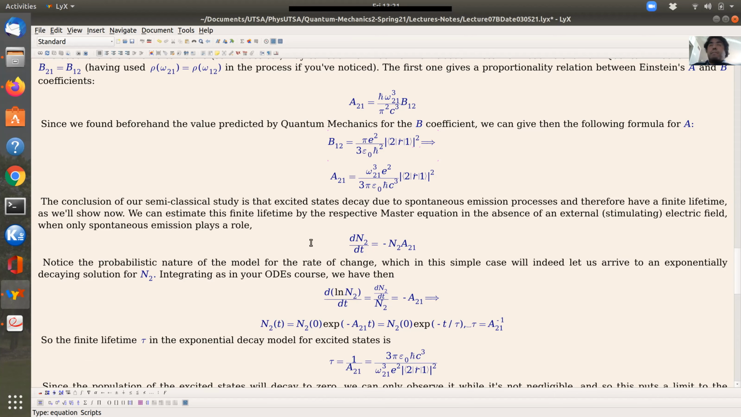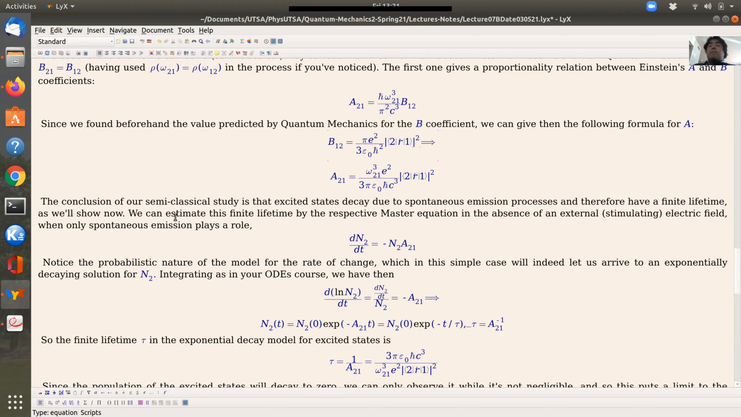So the conclusion of our study, we'll make still some further comments, is that excited states decay due to spontaneous emission. And so they have a finite lifetime. So that's something that you could not have known only from a stationary Schrodinger equation, meaning the time independent knowledge of the eigenvalues and eigenvectors. But confronted with the experimental data, you have to lead to that conclusion.